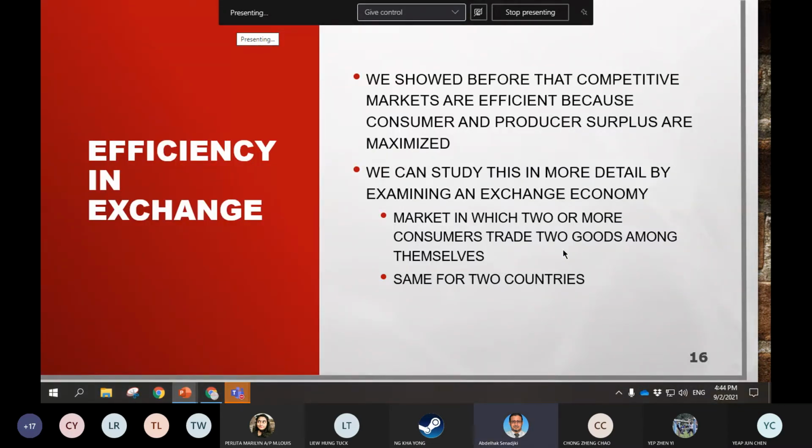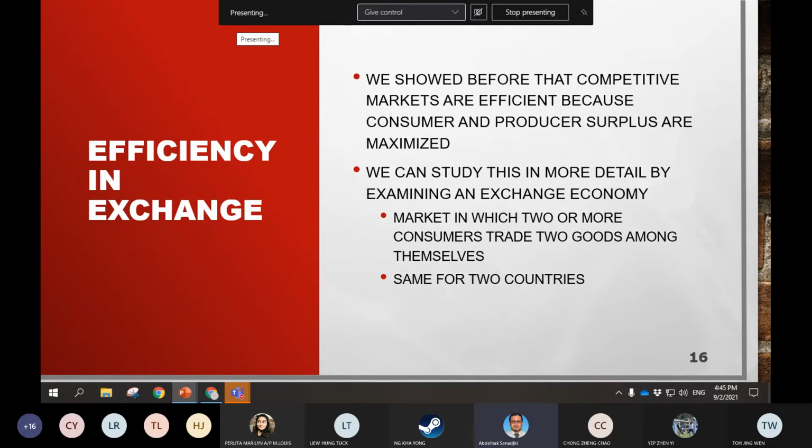So before that, competitive markets are efficient because consumer and producer surplus are maximized. That's what we have shown before. In a competitive market, we have no deadweight loss. So both the consumers and the suppliers maximize the surplus.